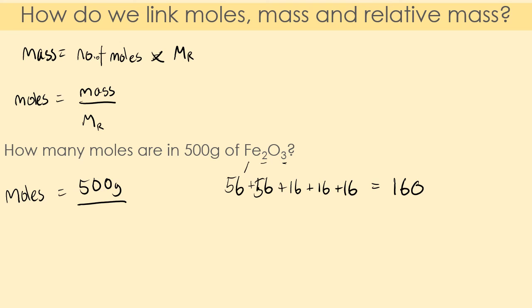So I can now work out my equation. I'm going to do 500 grams divided by 160. So my number of moles here equals 500 divided by 160. I'm going to use a calculator because it's just so much easier. And I'm going to get 3.125 moles.